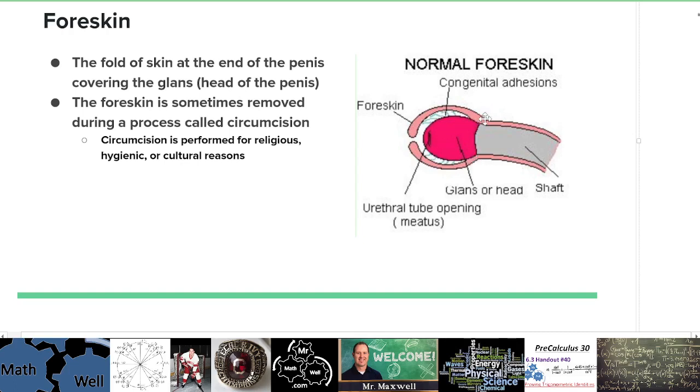Circumcision is basically they just snip off the skin and it just heals, kind of like a cut anywhere else on your skin. It usually happens when the baby is very young, days old, and it's usually pretty quick and pretty easy, as easy goes, I guess, as far as surgery goes. So circumcision is performed for religious, hygienic, or cultural reasons. Okay?